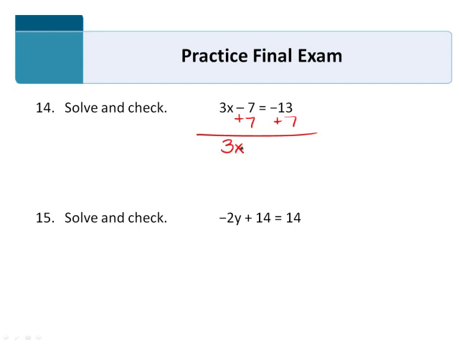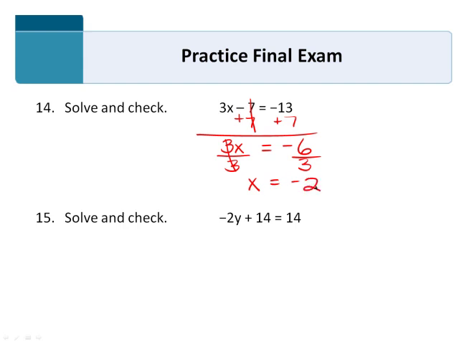So 3x comes down, and negative 13 plus 7 would be negative 6. You have to subtract there and keep the bigger sign. Then divide by 3 on both sides. So x equals negative 2.